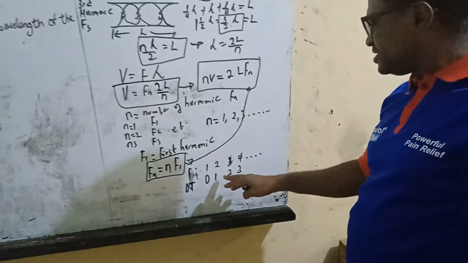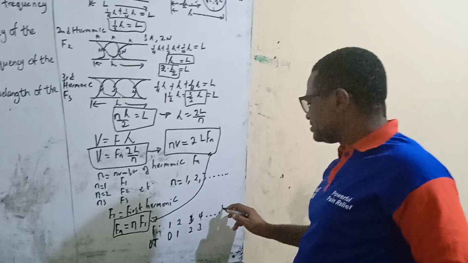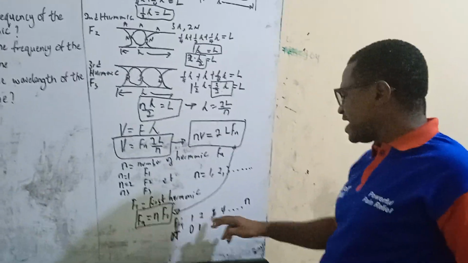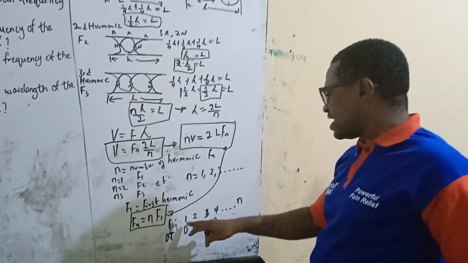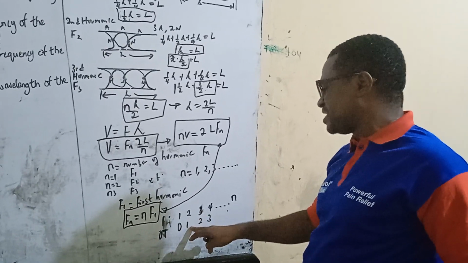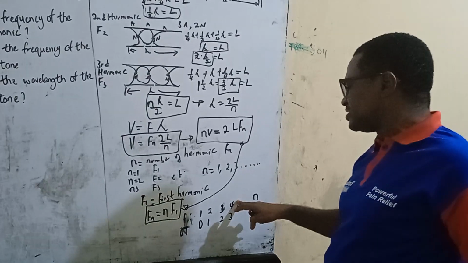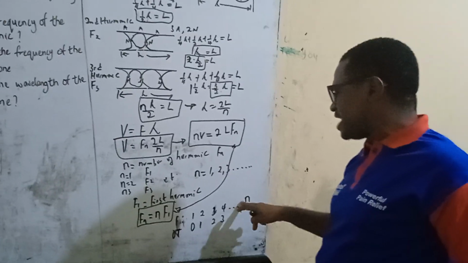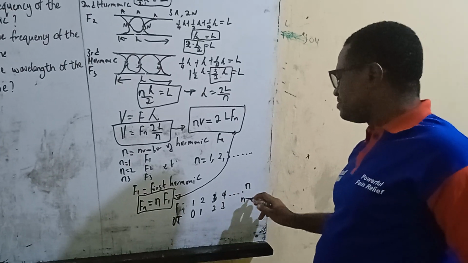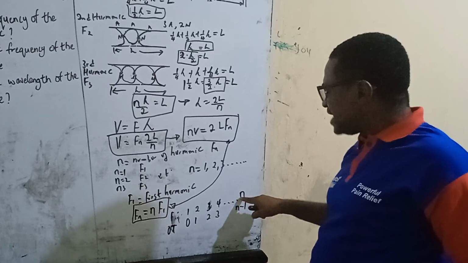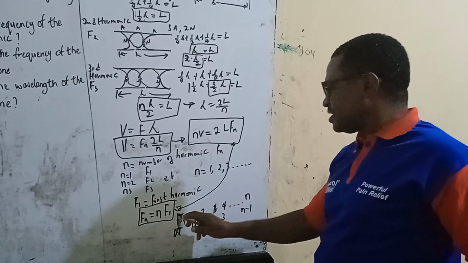So if you look at this place very well, when the harmonic is n, like when n is 2, overtone is 1. When n is 3, overtone is 2. When n is 4, overtone is 3. The n is the number of harmonic. So for here, it will be n minus 1. So if we have nth harmonic, then the overtone will be n minus 1. Take note of this.